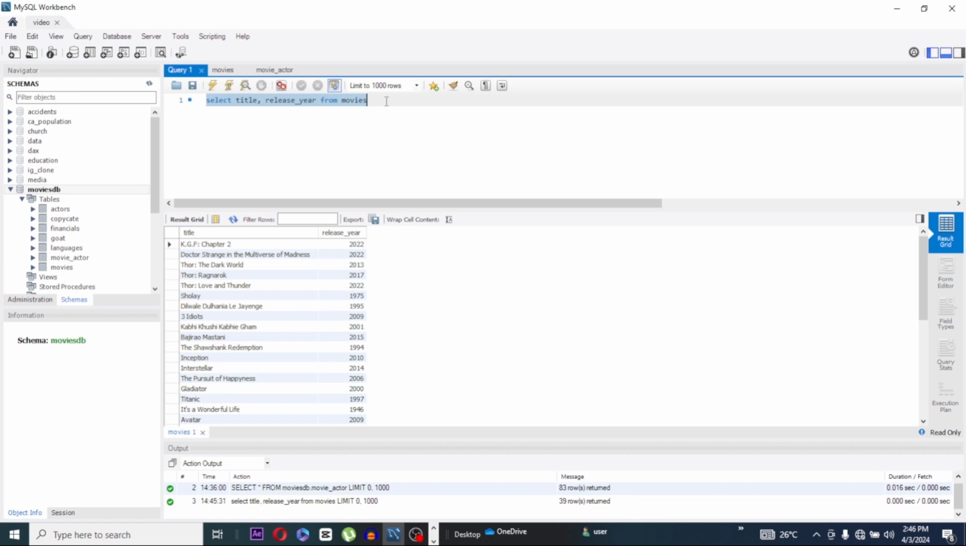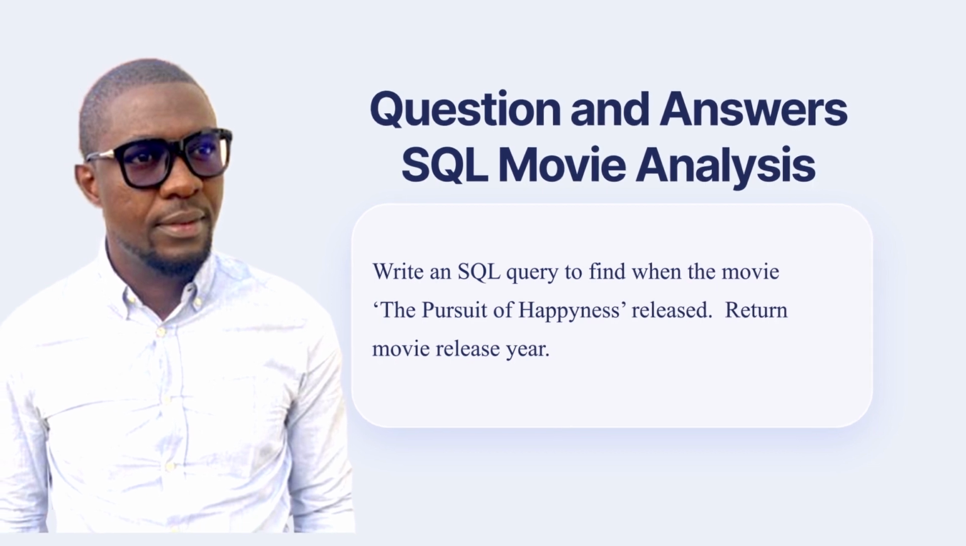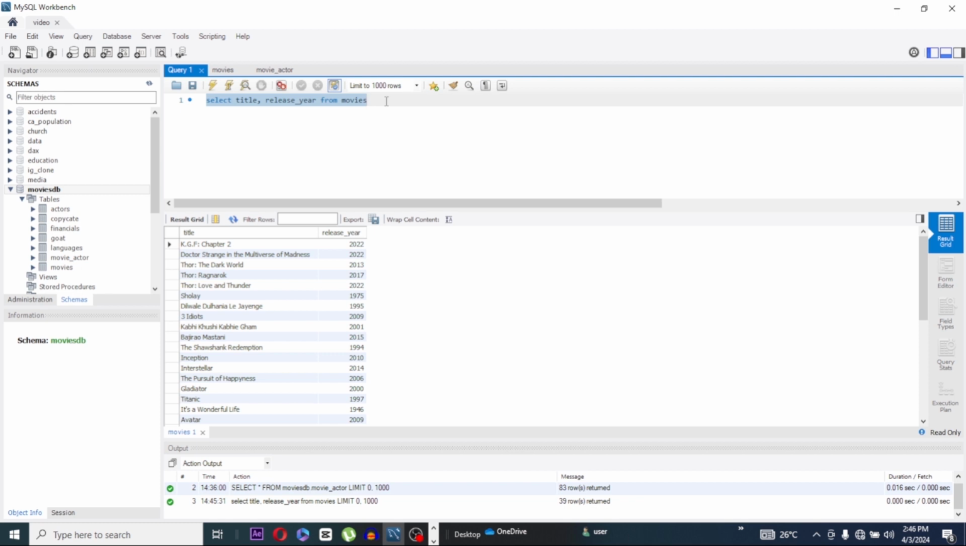Okay, so now let's move to the second question. What we have here is: write an SQL query to find when the movie "The Pursuit of Happiness" released. Return movie release year. So what this means, they want us to bring out the year the movie was released. So that's just it. What year was the movie released? We can only extract the year from our release year column.